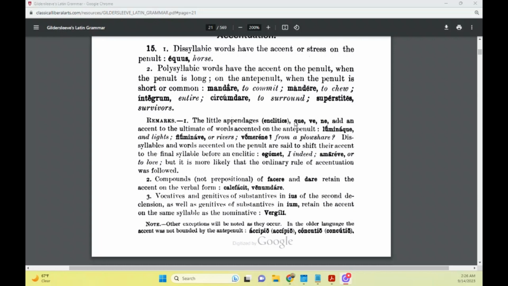So the only way you're going to understand what that means is to look at an example. So here we have the word luminaque.